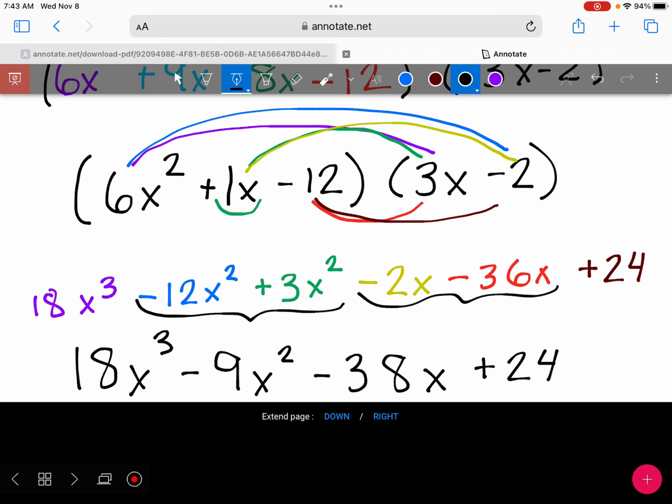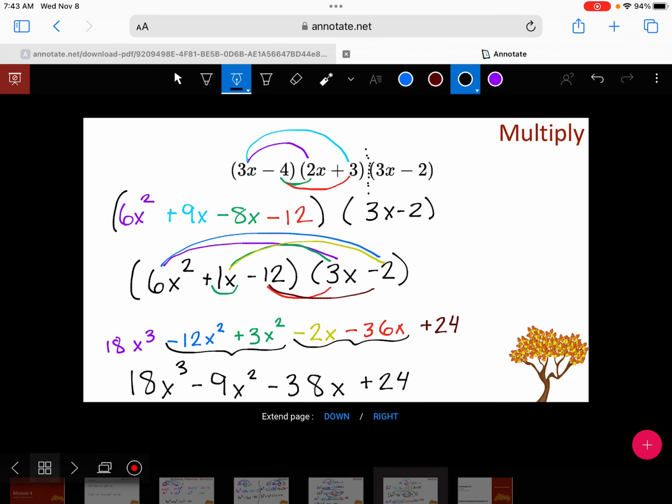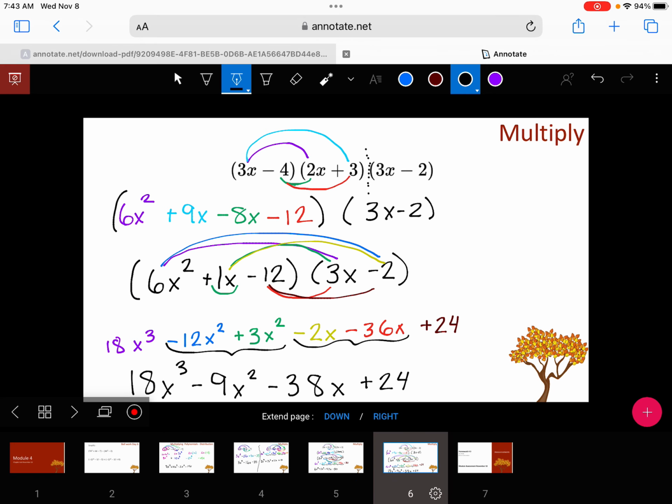So we have a lot of pieces here. Sometimes our numbers get a little bit bigger, but it's just distribution, which we have done before. It just looks big and arrowy. Okay. Questions on this one? This is our last one for today.